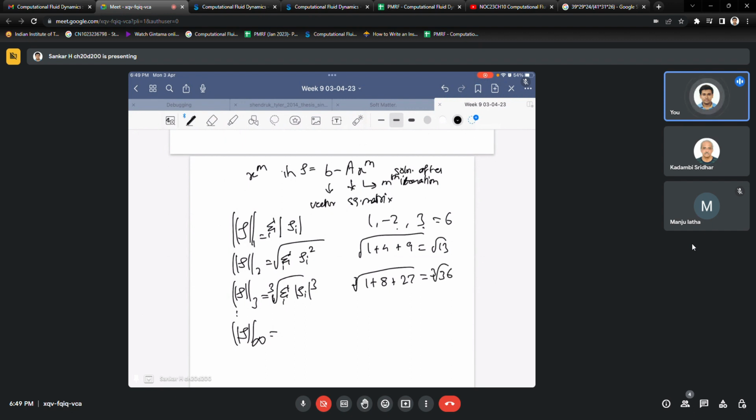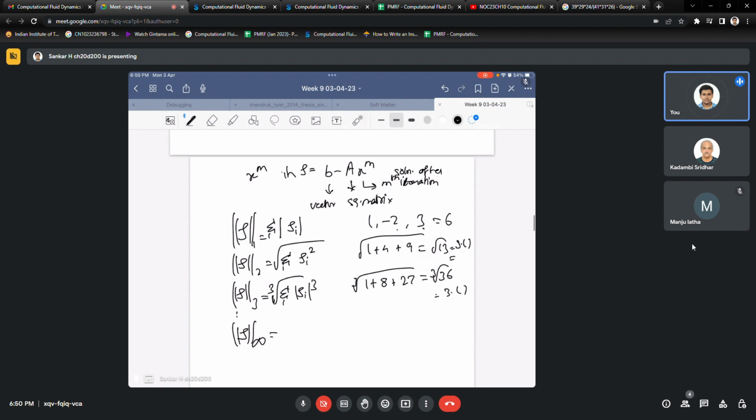So we see that when we take the norm, this is 6, the square root of 14 is approximately 3 point something, and the cube root of 36 is again 3 point something. I'm not exactly sure. One second, let me just find that out.